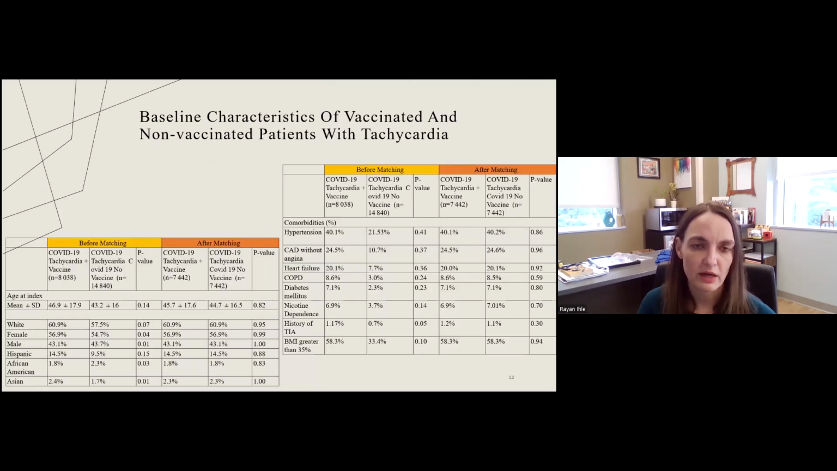We then further subdivided our tachycardia group into those patients that had vaccination, a complete vaccination series, versus those without. Before matching, there were a few things that stood out, with males being slightly more in the no vaccination group. It's not a very significant number, but it is statistically significant at 43.1% versus 43.7%. We then matched our cohorts with 2 well-matched groups with 7,400 patients in each group.